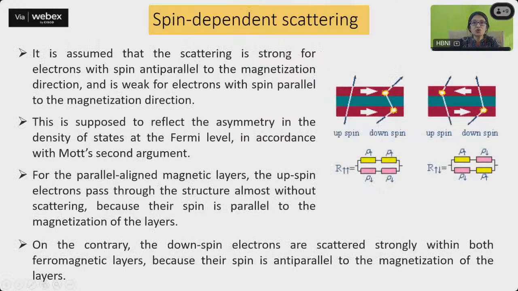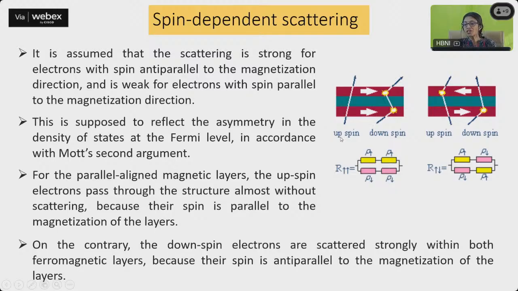When the scattering is strong, it is assumed that the scattering is strong for electrons with spin anti-parallel to the magnetization direction and weak for electrons with spin parallel to the magnetization direction. This is supposed to reflect the asymmetry in the density of states at the Fermi level, in accordance with Mott's second argument. So for parallel aligned magnetic layers, the upspin electrons will pass through the structure almost without any scattering, because their spin is parallel to the magnetization of the layers. On the contrary, the downspin electrons are scattered strongly within both magnetic layers because their spin is anti-parallel to the magnetization of the layers.